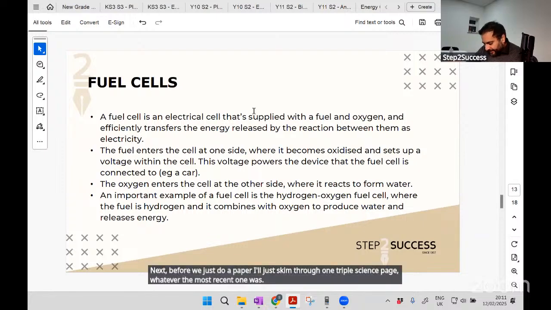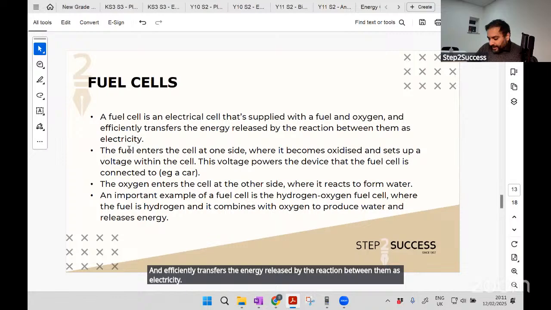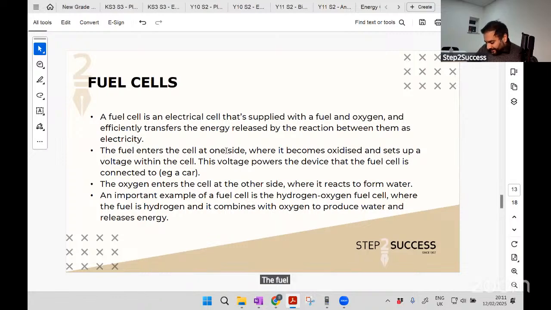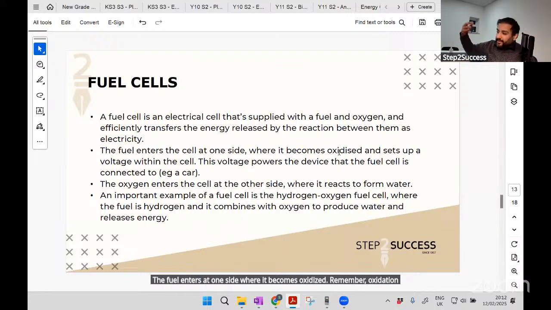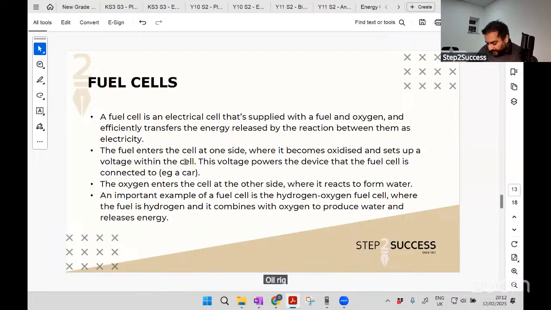A fuel cell is an electrical cell that's supplied with a fuel and oxygen and efficiently transfers the energy released by the reaction between them as electricity. The fuel enters at one side where it becomes oxidized. So remember, oxidation is the loss of electrons, OIL RIG, and it sets up a voltage within the cell. This voltage powers the device that the fuel cell is connected to, such as a car.